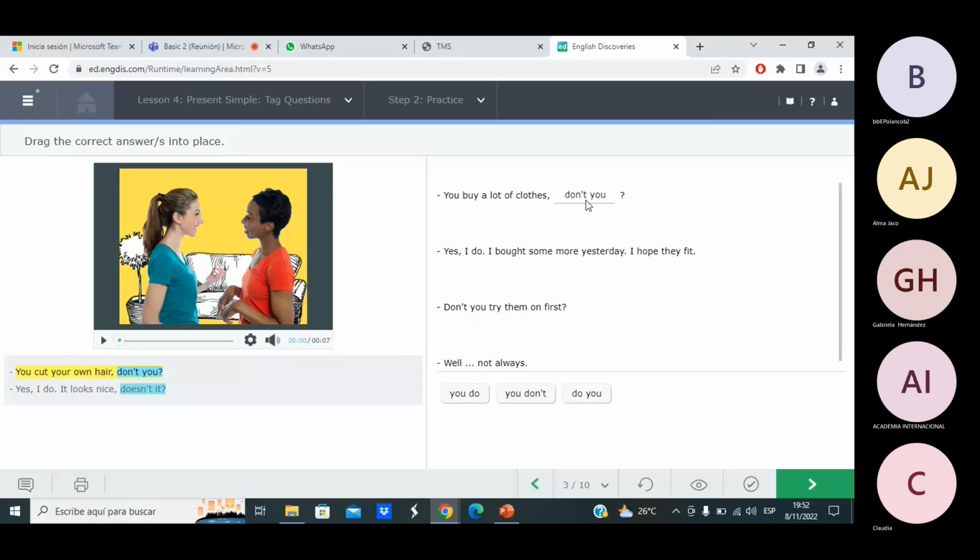Would it be you don't? What do you think? You buy a lot of clothes, you don't? You buy a lot of clothes, you do? Or do you? ¿Cuál elegirían? You buy a lot of clothes, do you? Solo esta damos. ¿Y cuál elegirían?